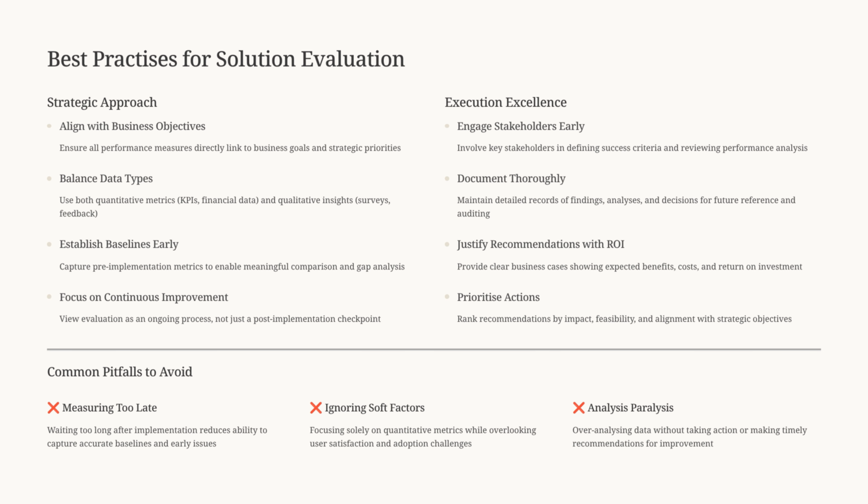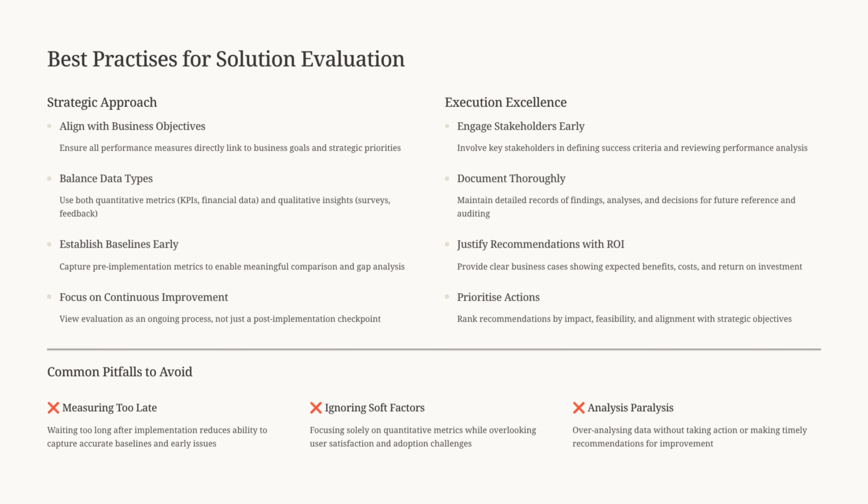As you can see here, these are the best practices that experienced analysts swear by. Under strategic approach, always align performance measures with business objectives. Balance quantitative metrics like KPIs with qualitative insights like surveys. Establish baselines early. You can't measure improvement without knowing where you started. And remember, continuous improvement is not a phase, it's a culture.